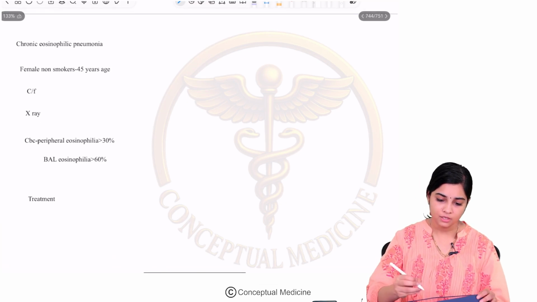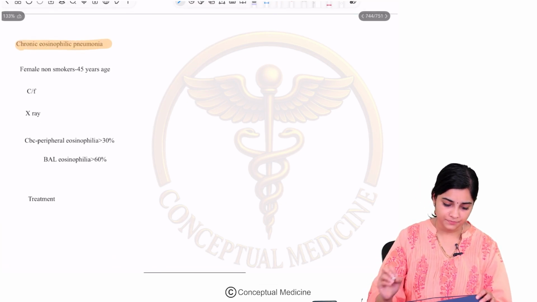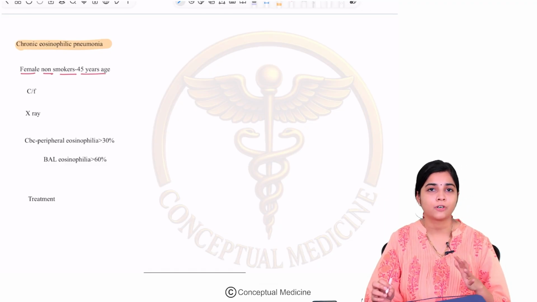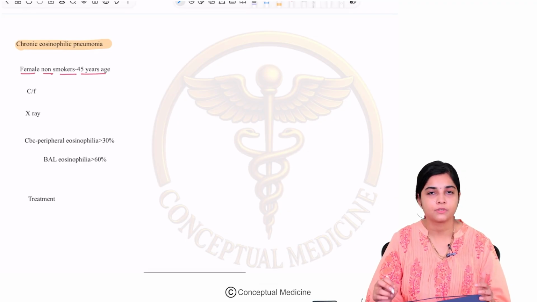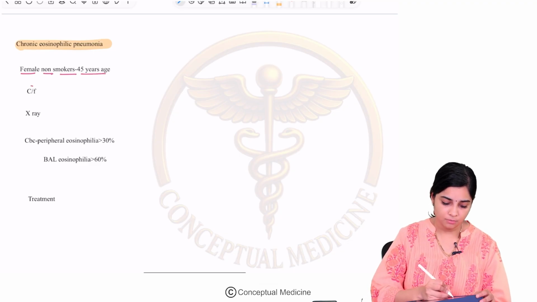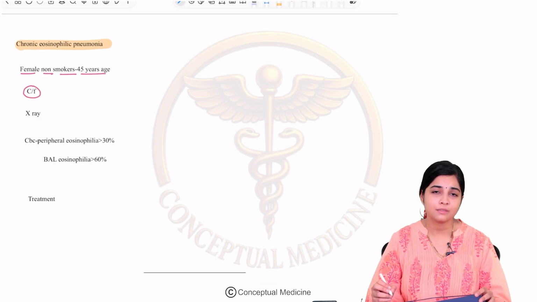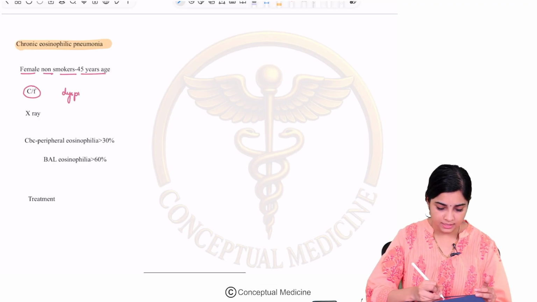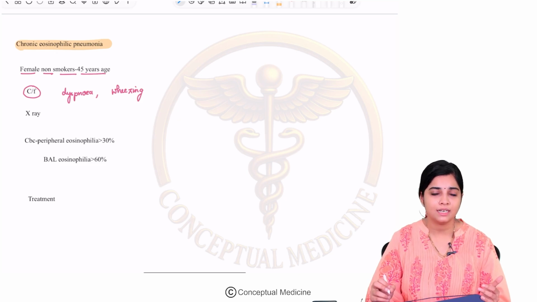Now let us look at chronic eosinophilic pneumonia. So chronic eosinophilic pneumonia is predominantly seen in females, non-smokers at around your 40 to 45 years of age. So it is commonly seen in females, non-smokers at about 40 to 45 years of age. So what is the clinical feature? So this is more of subacute, chronic in onset. So it presents with dyspnea, and it presents with wheezing, presents with episodes of dyspnea and wheezing.